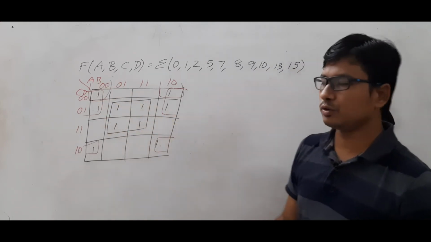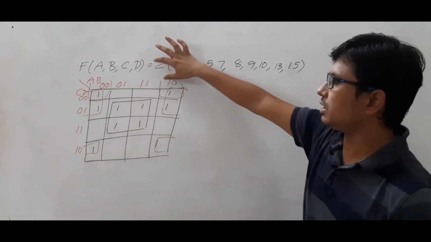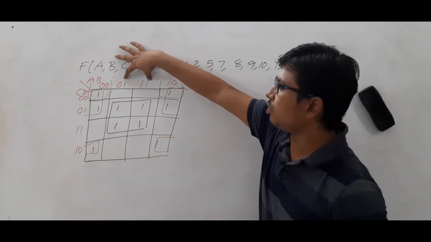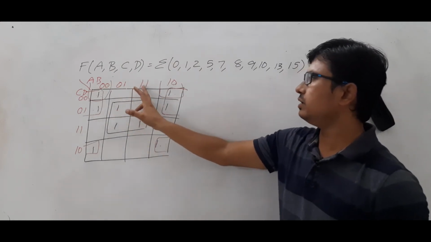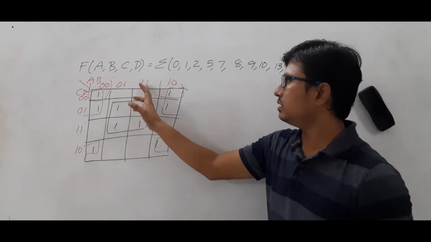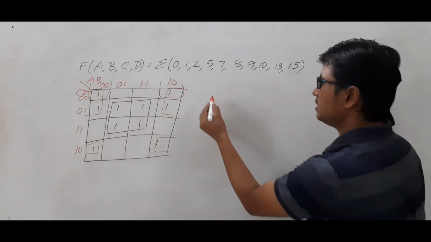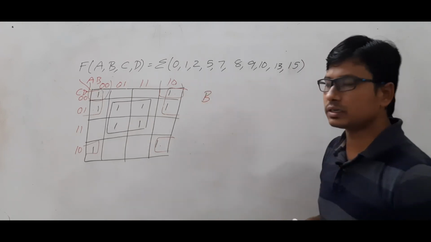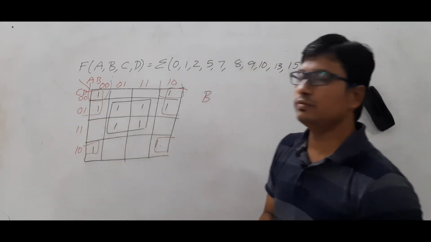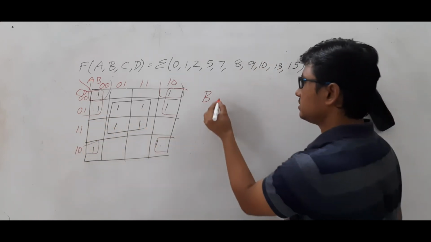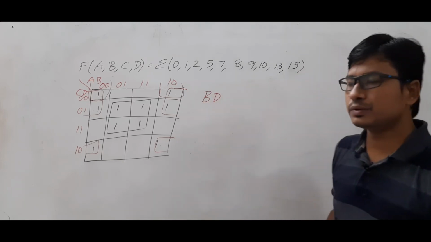First come to this group. Okay, these 4 are covered. Now take the columns and see which is the common part. If you take this one, 0 1 1 1 is there. Which is common? This one is common, so which is B. Are you able to understand? Now come to the rows, 0 1 1 1. Which is common? 1 is common, which is D. Are you able to understand?